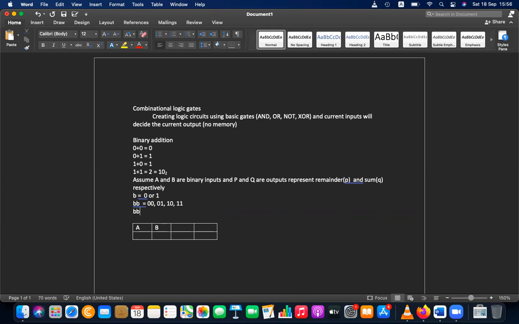Let's say there are 3 bits. So what are the combinations? All 3 can be 0. Then 0 0 1, 0 1 0, 0 1 1, then 1 0 0, 1 0 1, 1 1 0, 1 1 1. How many combinations? Count and tell me. If 3 inputs, how many combinations?